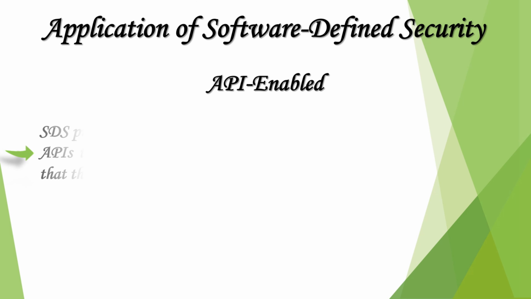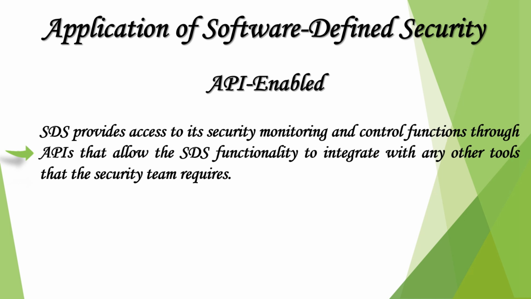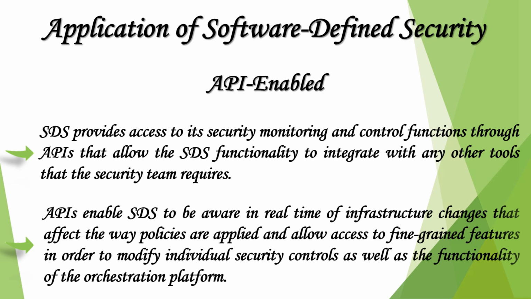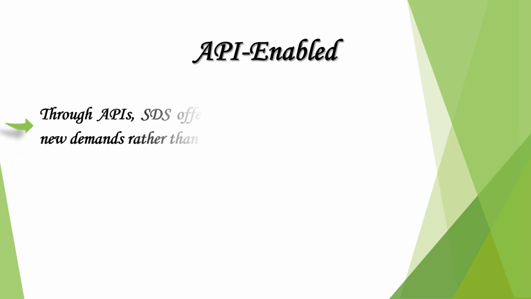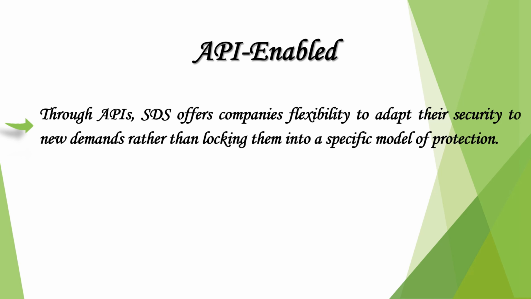API-enabled. STS provides access to its security monitoring and control functions through APIs that allow the STS functionality to integrate with any other tools that the security team requires. APIs enable STS to be aware in real time of infrastructure changes that affect the way policies are applied and allow access to fine-grained features in order to modify individual security controls as well as the functionality of the orchestration platform. Through APIs, STS offers companies flexibility to adapt their security to new demands rather than locking them into a specific model of protection.